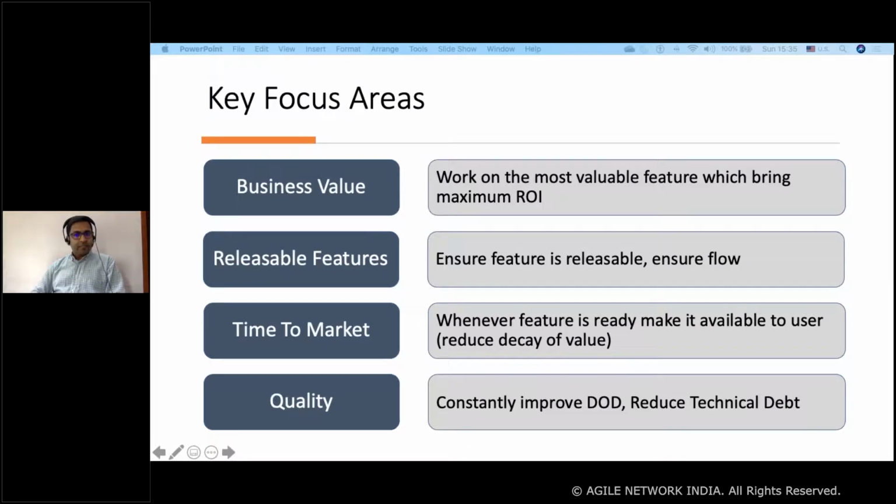Next one is quality. Here, we briefly discussed the DoD. Challenge the team to constantly improve the definition of done, for example automation and test coverage. The only way to get quality, and that too faster, is by automation.